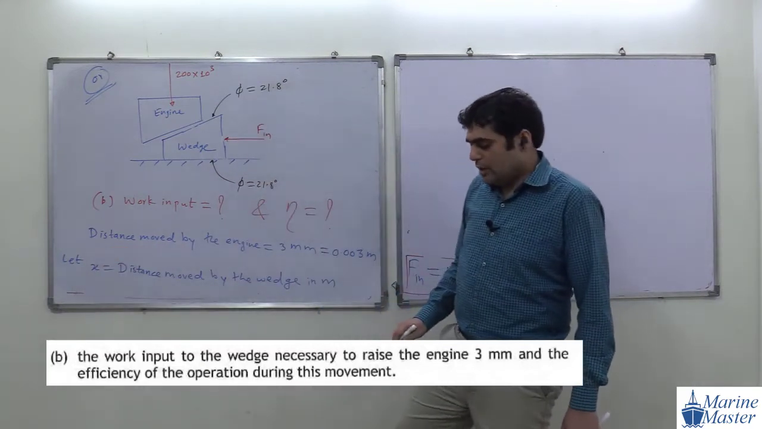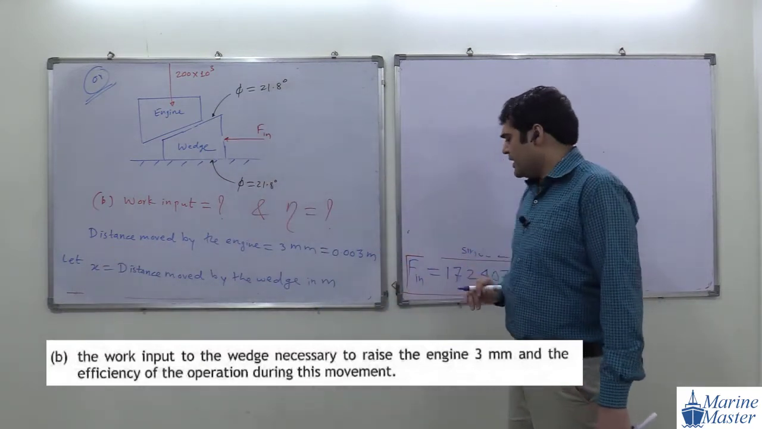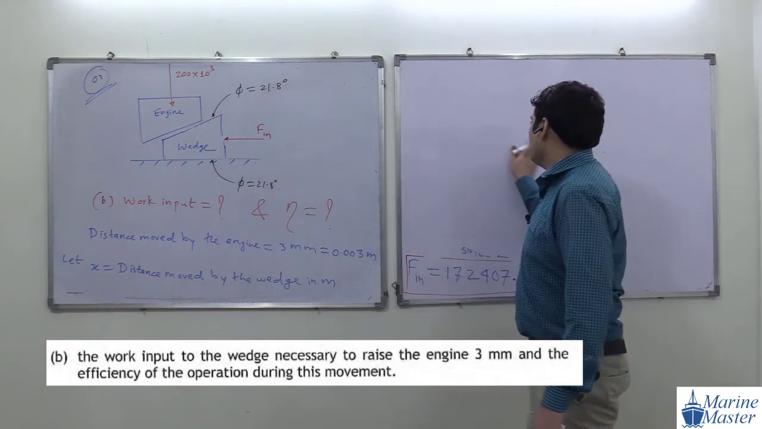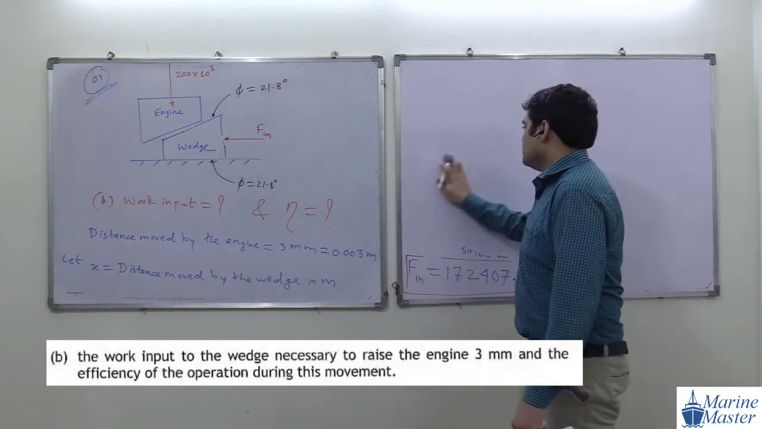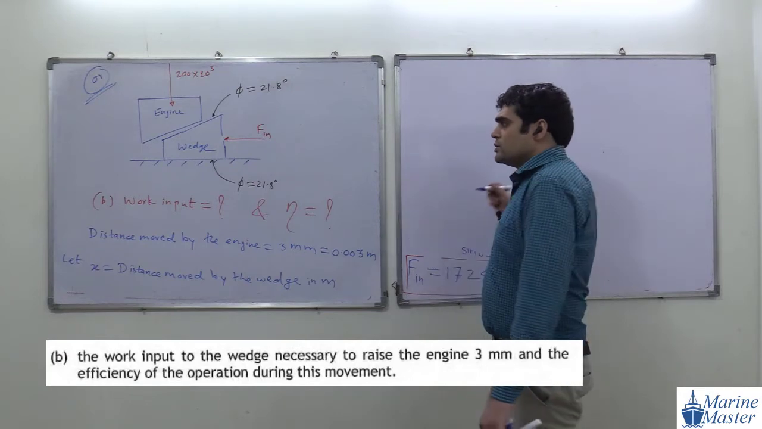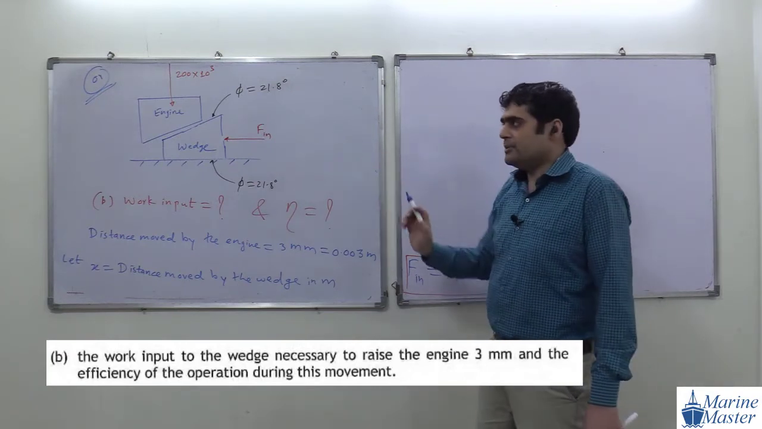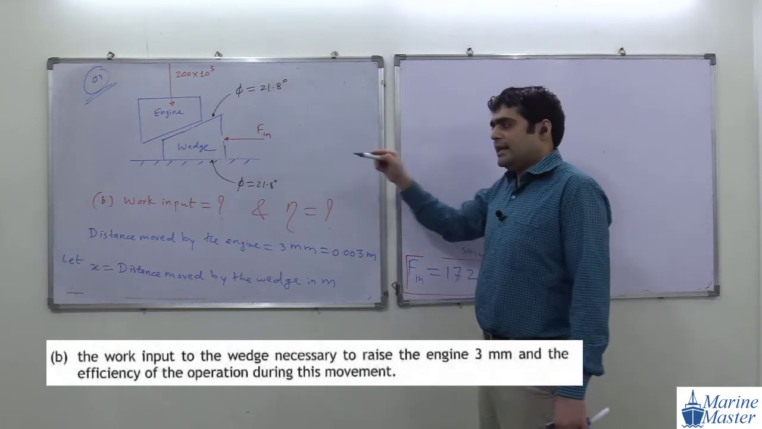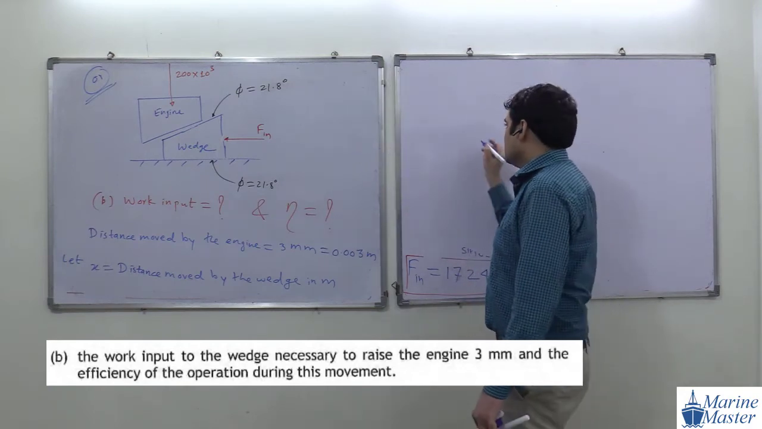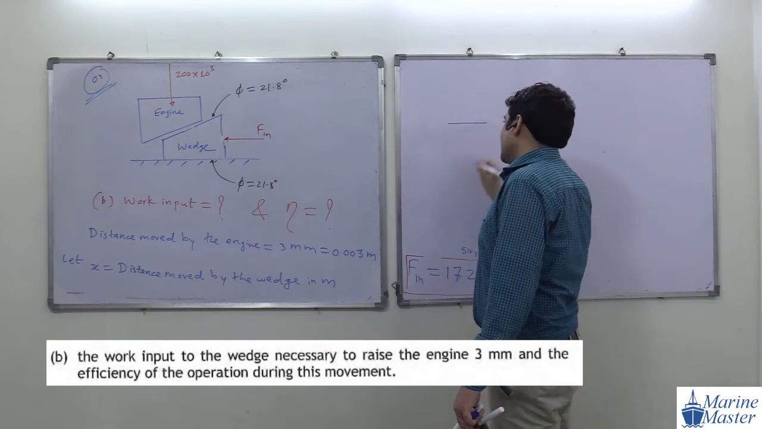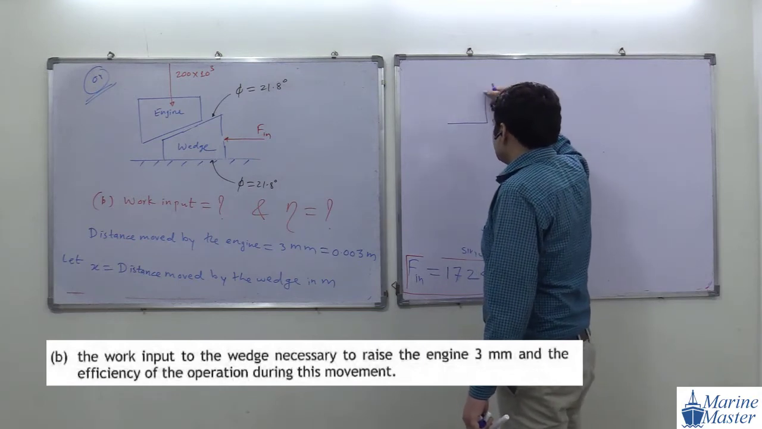Now I am going to draw one drawing, guys, for simplicity. See the point here. As the engine goes up, the wedge will go like this. If the engine is going up, the wedge will go like this. So the wedge movement is like this, and the engine movement is like this. See the scenario here.